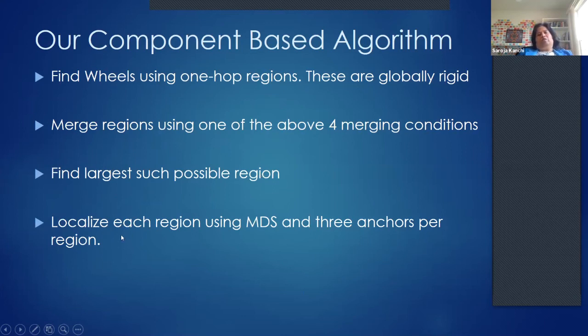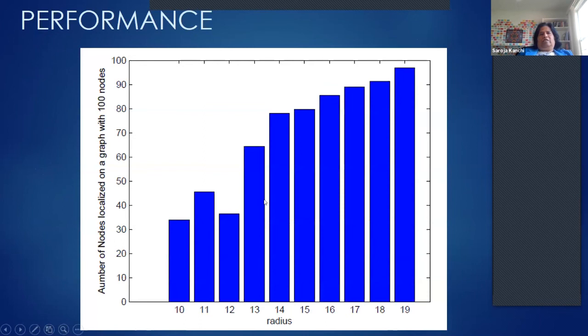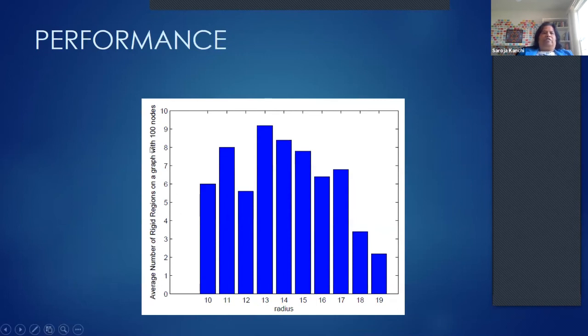globally rigid regions, and all we needed was 3 anchors within those globally rigid regions. We ran a multidimensional scaling algorithm with 3 anchors per region. And here are the results of that performance. Again, 10 is a very sparse graph, and then toward 19, the graph gets denser. This is the number of nodes that we localized using this 2-merge algorithm. What's more interesting is the average number of rigid regions that we found. As you can see, we find only 1 or 2 rigid regions, which means we can localize with about 6 anchors, 3 per region. So by the time you get to dense graphs, you just have a single globally rigid region because you're merging them very effectively.